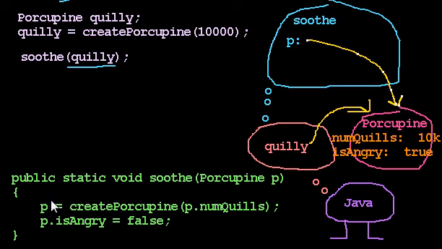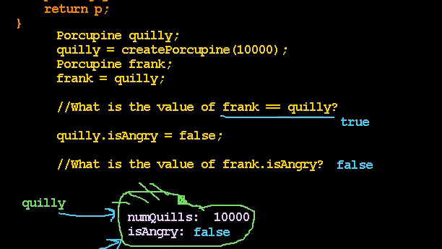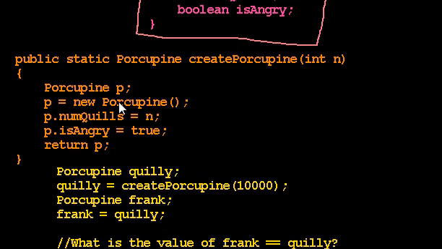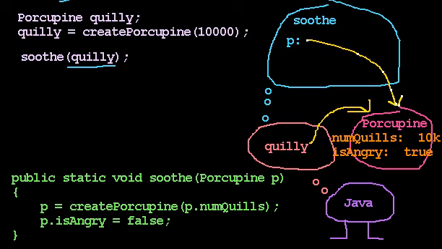Then we say p gets the value of this expression. The first thing to find the value of this expression, we find the value of p, which is this porcupine here. And p's numquils is 10,000. We take that 10,000 and we pass it to create porcupine. What does create porcupine do? Well, way back when, create porcupine made a porcupine, stored that number as its numquils, and stored true as isAngry, and returned it.